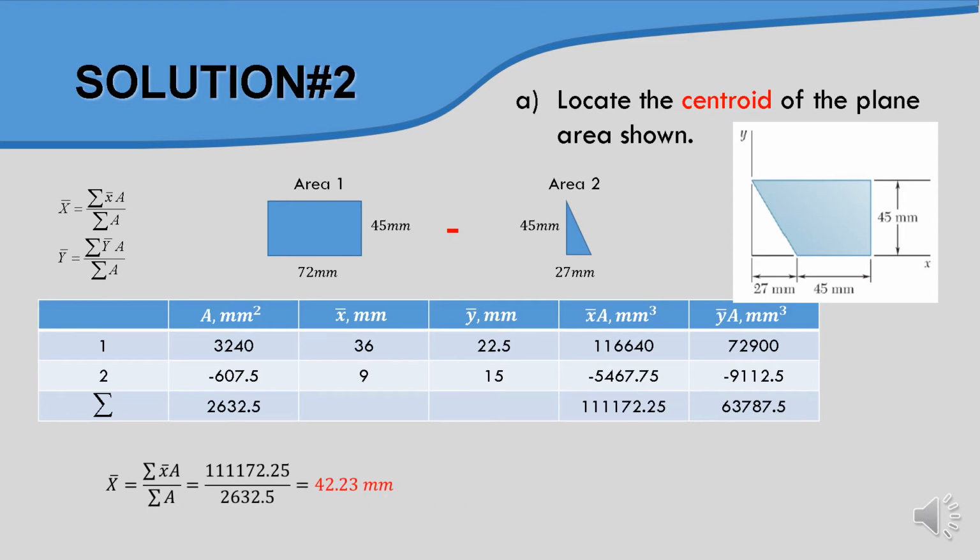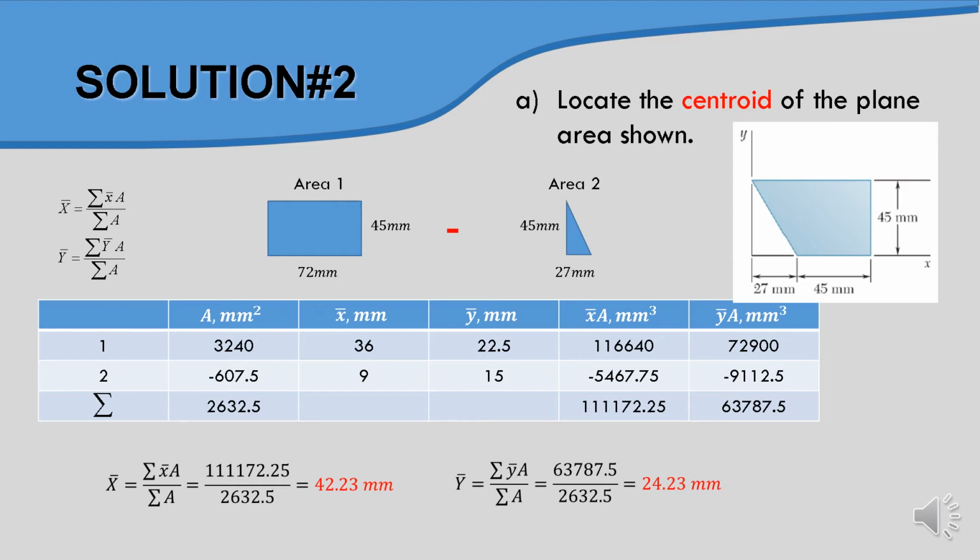For the x bar, we have 42.23 mm. For the y bar, we have 24.23. So in this case, we have area number 1 and area number 2. By getting the values of A, x bar, y bar, x bar A and y bar A, finally we get the x bar and y bar. So this is the fundamental of getting the centroid from the previous part.